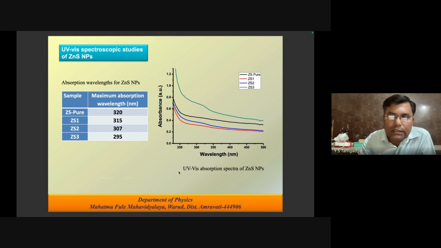This is the UV visible spectra. So from this, the maximum absorption peaks can be seen over here. For the ZS pure sample, the peak was recorded at about 320 nanometer, and for ZS3, the peak was shifted towards 295 nanometers. So the ultraviolet shift is there. So we can conclude that the particle size is decreasing by using the L-alanine.